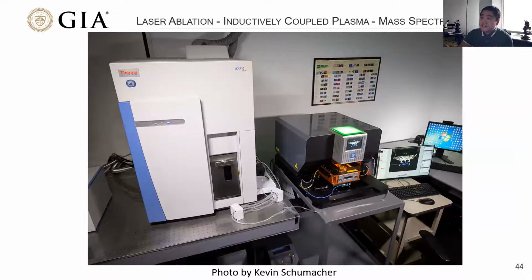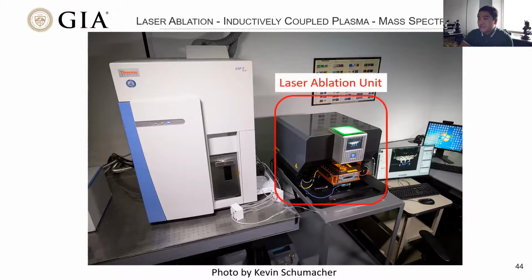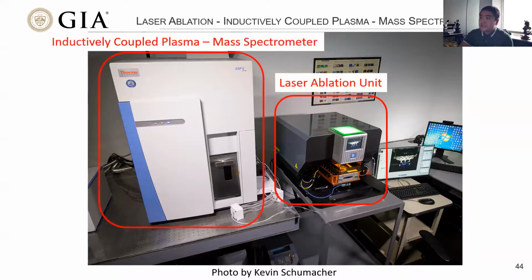This is the laser ablation inductively coupled plasma mass spectrometer at GIA's Carlsbad lab. It is mainly composed of a laser ablation unit for sampling and a plasma mass spectrometer. It is an instrument with high sensitivity and has the ability for multi-element repeat analysis.